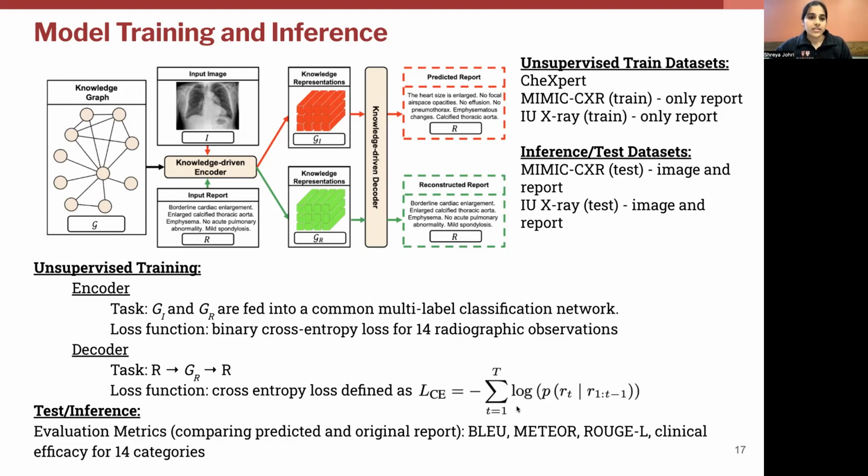For testing or inference, which is when you have an image, you put the image into the network, the network is already trained, and you want to get the report. You want to make sure that this report is representative of what the paired report to this image was. The authors use multiple evaluation metrics to see if the model is performing well. Some of these are very popular NLG metrics, like BLEU, METEOR, and ROUGE, and they also used a metric for clinical efficacy, which helps make sure that the report is also making meaningful detections of abnormalities in the image.